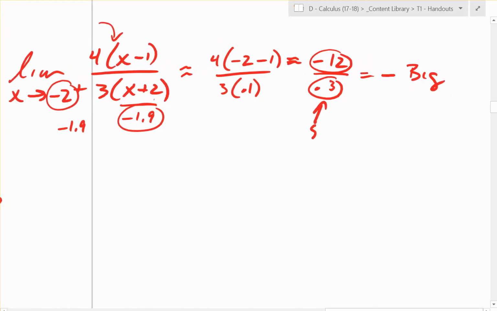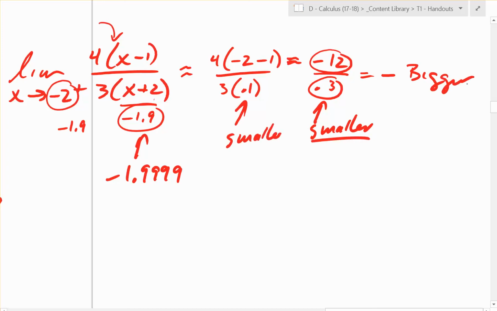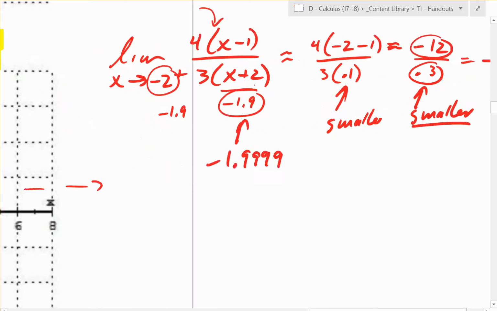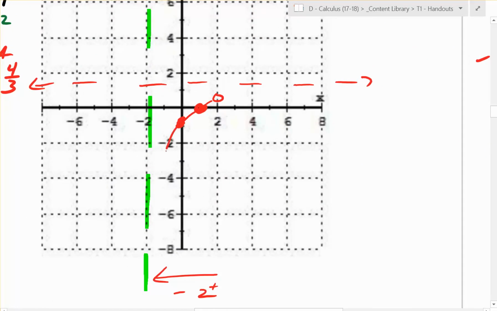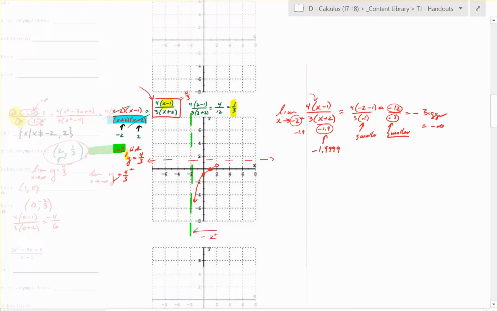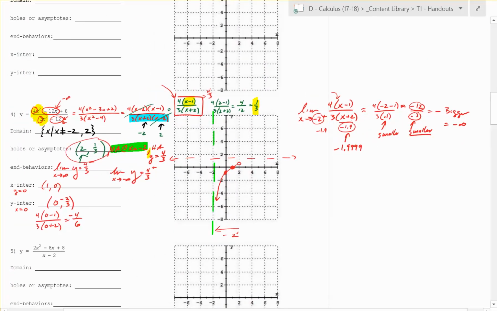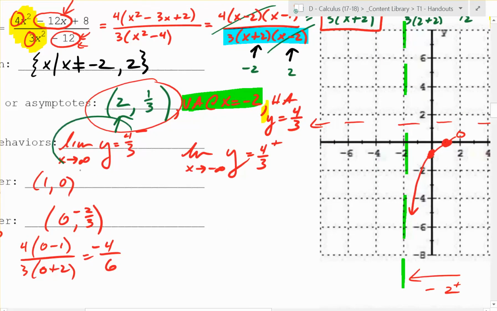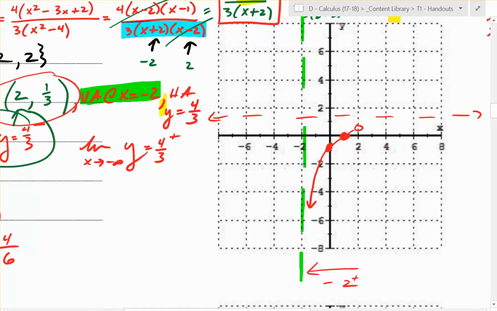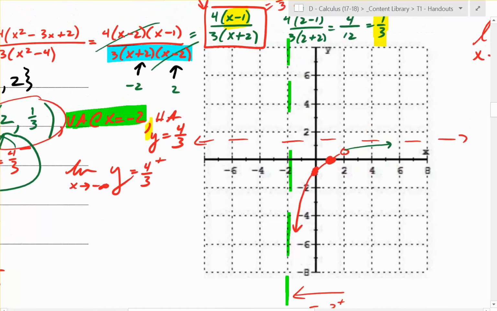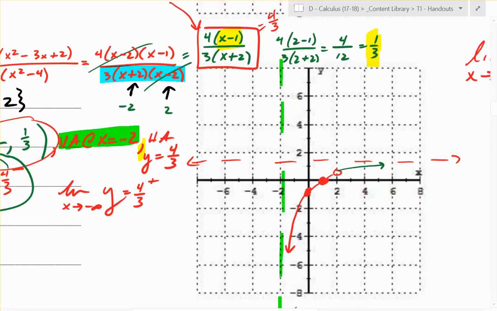Because you can make this smaller by making this number closer to negative 2 from the right. It'll just make that smaller, which makes this smaller, which makes this bigger. So it's going to be negative infinity. And it kind of makes sense because it's already tilted that way. So if that goes that way, we look at our end behavior. We know as it goes to infinity right here, you're approaching 4/3 from below. So it continues like that. And then on the other side, we already know it approaches 4/3 from above.